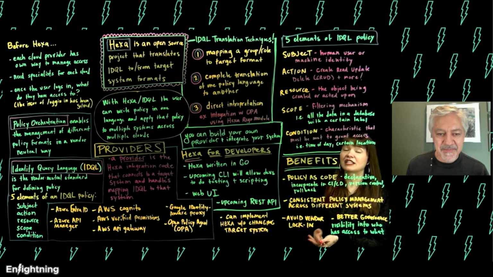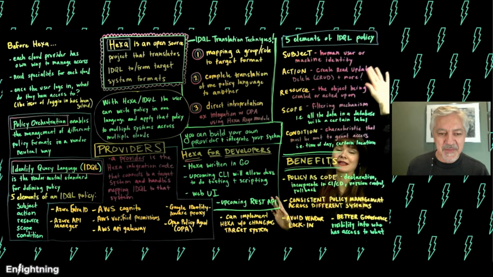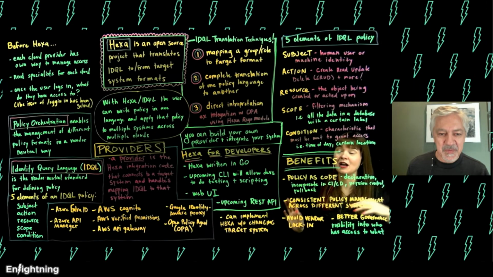So policy orchestration enables the management of different policy formats in a vendor neutral way, specifically using identity query language, or IDQL. It's a vendor neutral standard for defining policy. We talked about the 5 elements of an IDQL policy, which we'll get into later, because I want to hurry up and talk about Hexa, which is what this episode is about. So we learned about Hexa, which is an open source project that translates that identity query language to and from the target system formats.